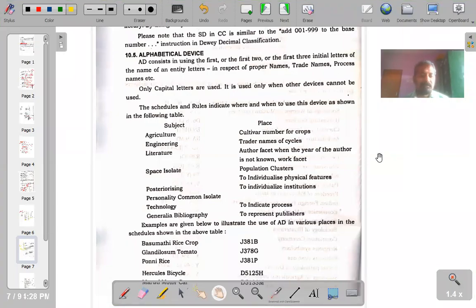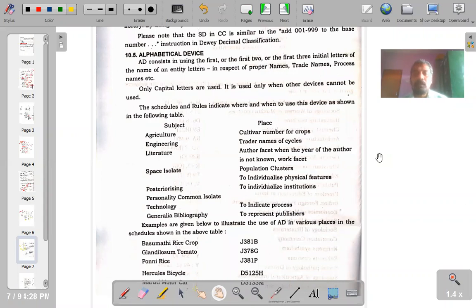So, welcome back to this third and final session on notational devices. And in this particular session, I would like to discuss and demonstrate the use of two different devices called the alphabetical device and the superimposition device in colon classification.